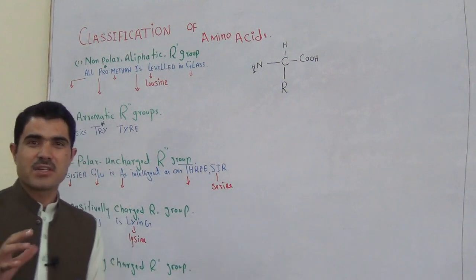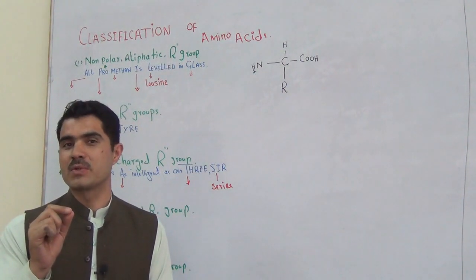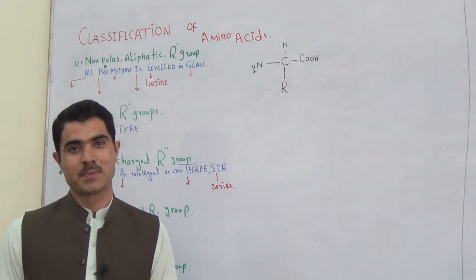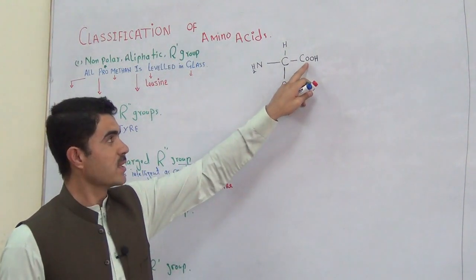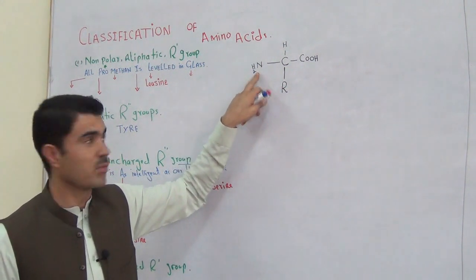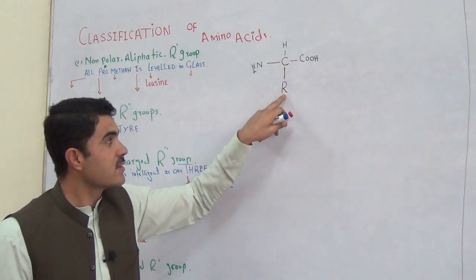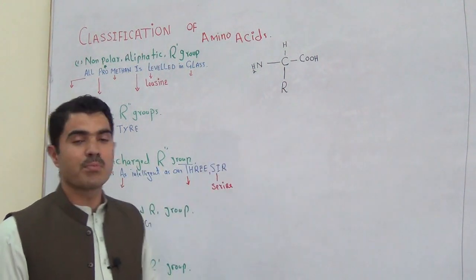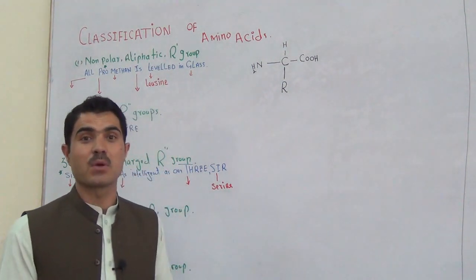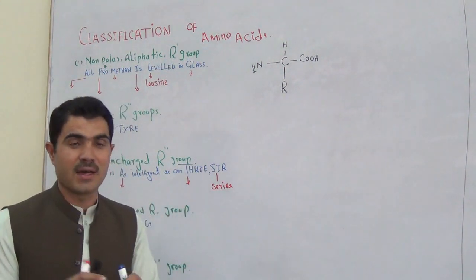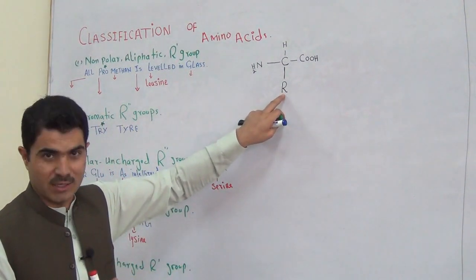The amino acids classification is different in different books, and one of the most important classifications of amino acids is on the basis of the R group. What is the R group? In one amino acid, there are two functional groups. One is called carboxylic and the other one is called the amino group, that have already been taught to you in the previous lecture. And this R group is a variable group. This R group may be any atom or group of atoms. It may be one carbon or two carbon or three carbon or four carbon, different groups. We have different amino acids. We will classify them on the basis of this R group.